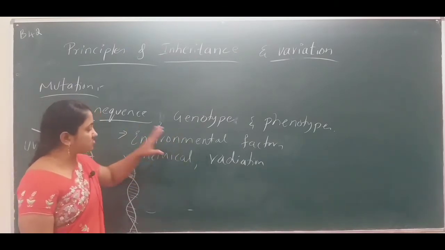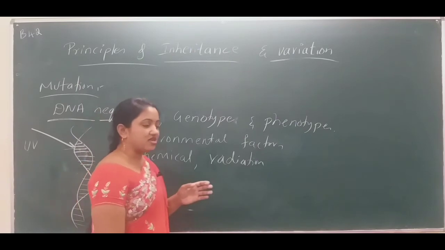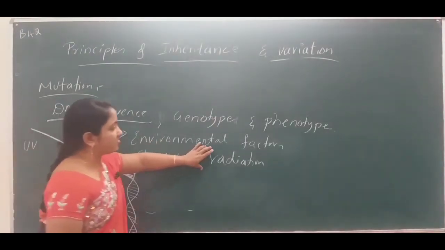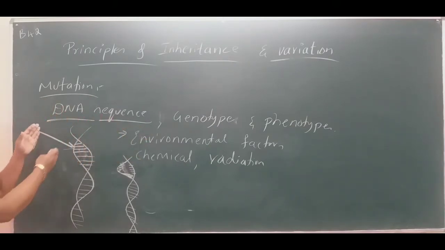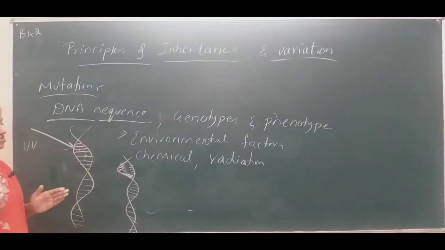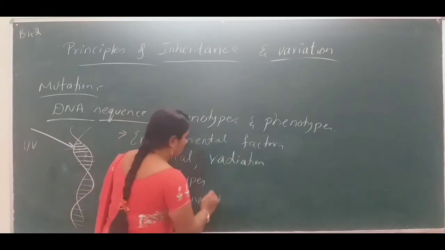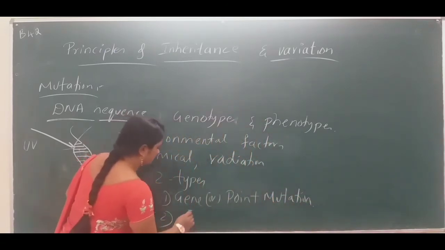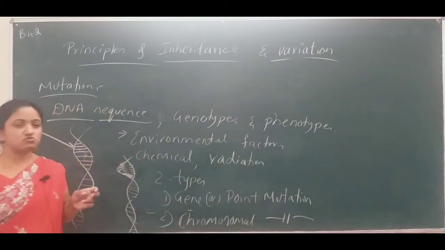So the environmental factors or the mutation bring significance in some individuals, but in some individuals it will be harmful. It shows a harmful effect in the individuals. We have seen the definition and we have referred the factors also. Literally we came to know how the mutation forms. These mutations are of two types. One is gene mutation or point mutation, and one more is chromosomal mutation.